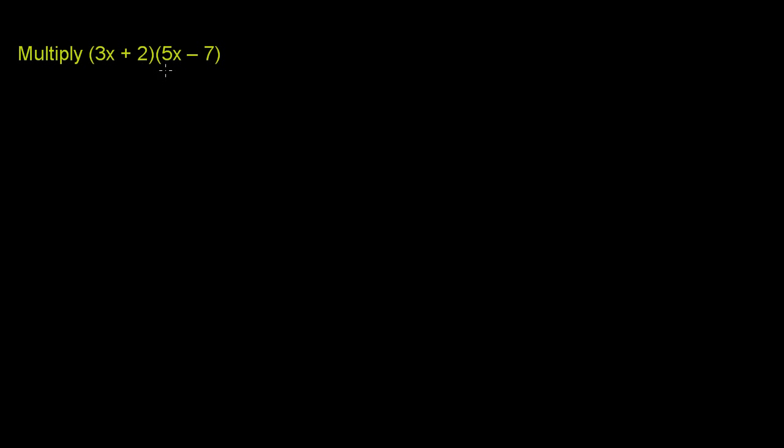Multiply 3x plus 2 times 5x minus 7. So we're multiplying two binomials. And I'm actually going to show you two really equivalent ways of doing this. One that you might hear in a classroom, which is more of a mechanical, memorizing way of doing it, which might be faster, but you really don't know what you're doing.